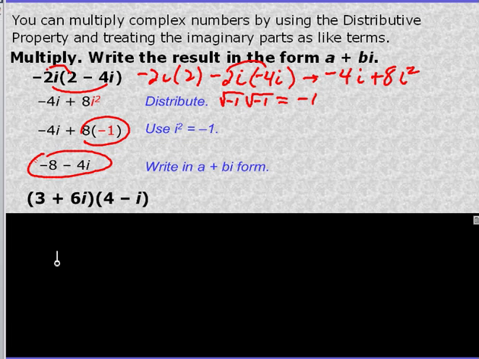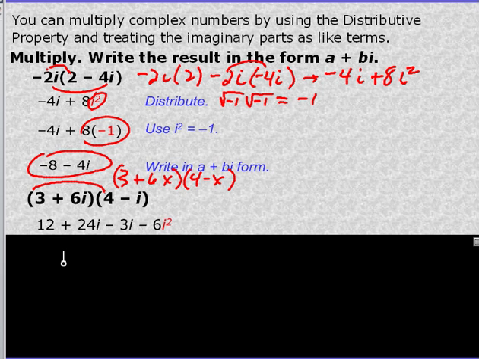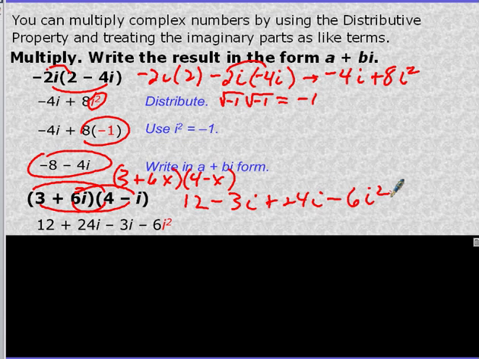Here we've got to FOIL. So remember, if this were 3 plus 6x times 4 minus x, we know how to FOIL it. Exactly the same thing here, and we'll simplify any of these i squared terms at the end. So we're going to get 3 times 4 is 12, and if you did FOIL, 3 times negative i is negative 3i, 6 times 4 is plus 24i, and then lastly, 6 times negative i becomes negative 6i squared.